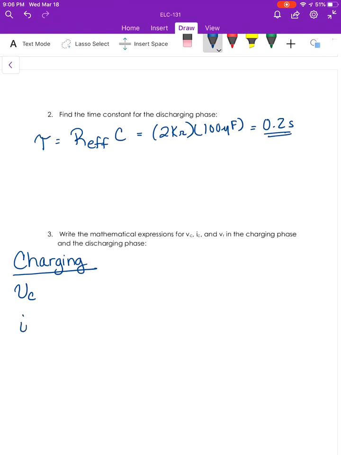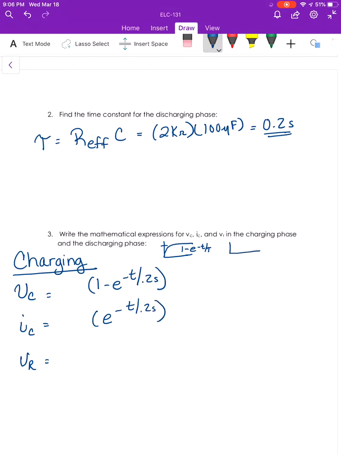So V sub C, I sub C, and V sub R. Okay, so we've got 1 minus e to the minus t over tau for the charging phase, because remember what this says is that we're starting at 0 and going to a maximum value. I said that wrong earlier. So that is 1 minus e to the minus t over tau. The current is doing the exact opposite, e to the minus t over tau, which again is the shape where we start at a maximum and go to 0.